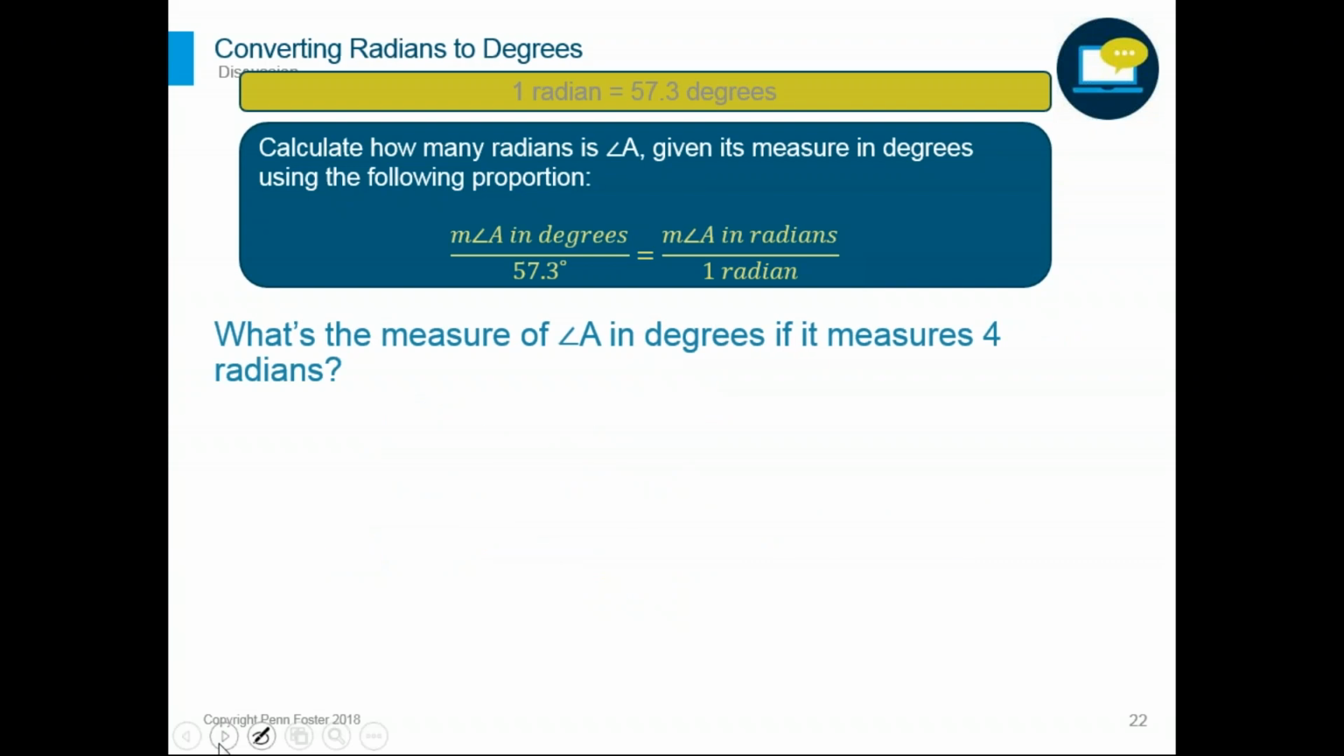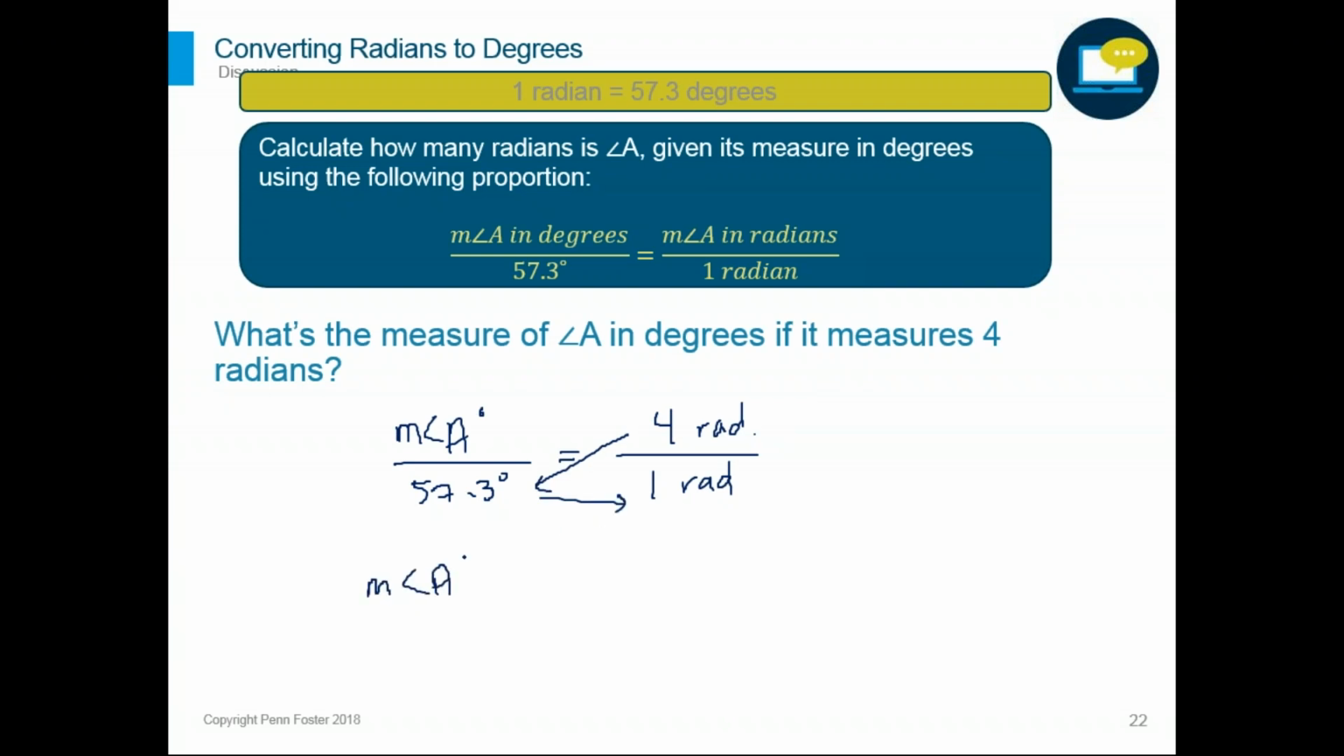Okay, let's do it another way. What if the measure in radians is given and they ask us to find the equivalent degree measure of that same angle? We're going to use actually the same proportion, no change to the proportion or the rules. So we know it's 57.3 degrees equivalent to 1 radian. And this time they gave us 4 radians. What is the measure of angle A in degrees? So again, cross multiply and divide.